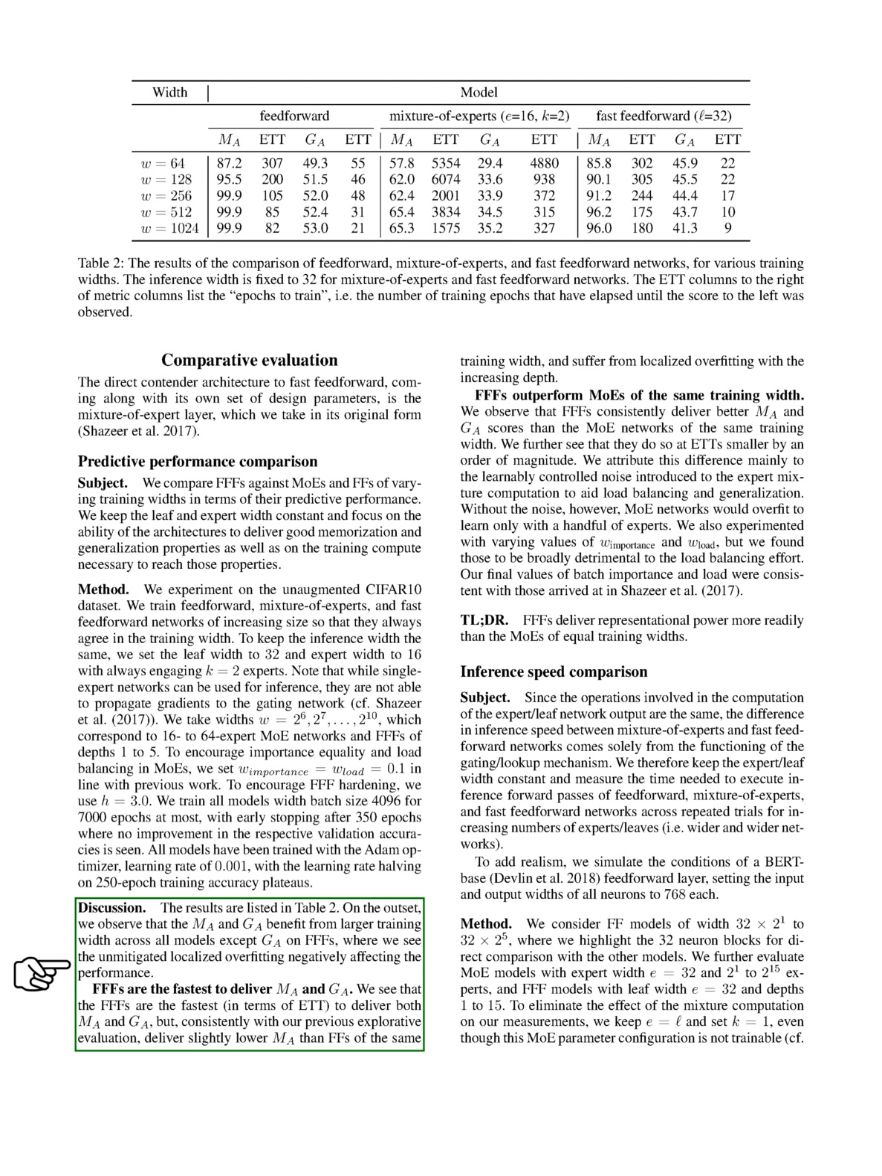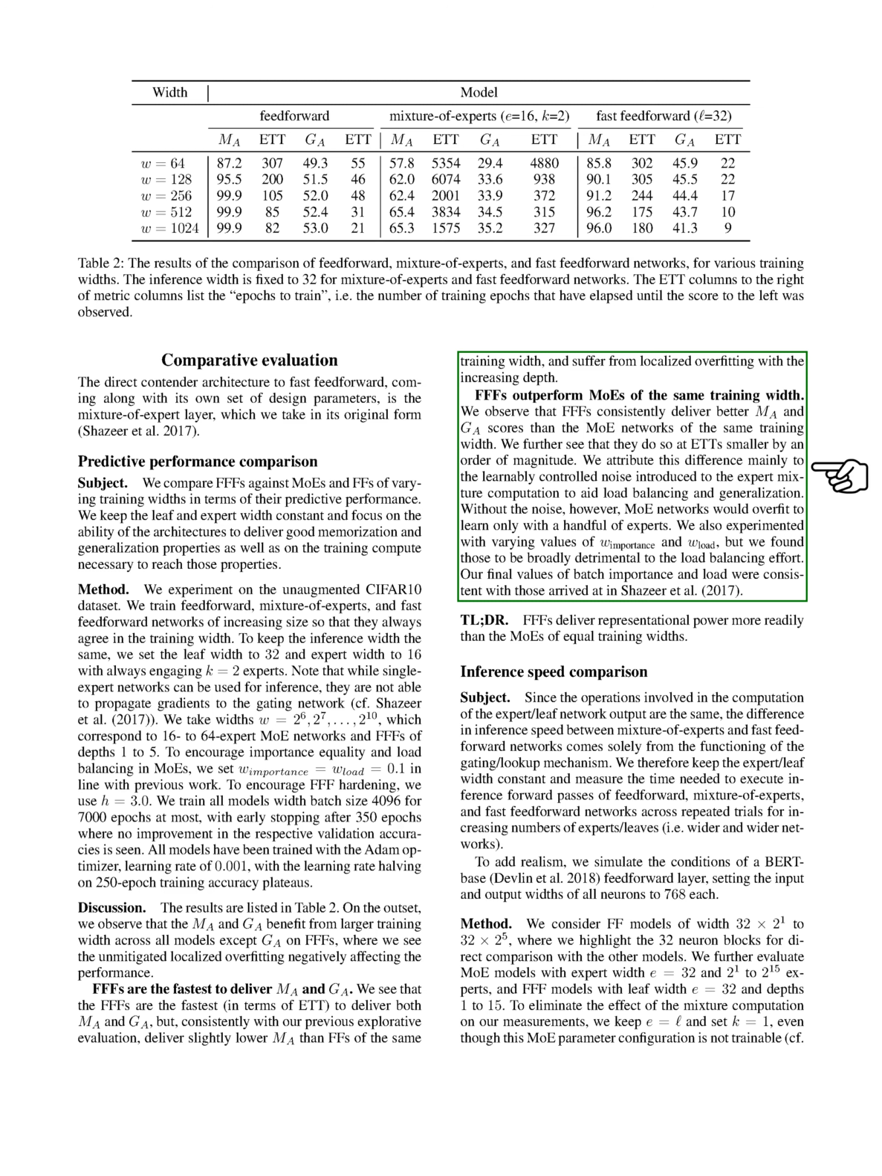The results are presented in the table. Initially, we noticed that the M_A and G_A metrics improved with larger training widths across all models, except for G_A on FFFs, where localized overfitting negatively impacted performance. FFFs were the quickest to deliver M_A and G_A results. However, they provided slightly lower M_A scores than feed-forward networks of the same training width and suffered from localized overfitting as the depth increased.